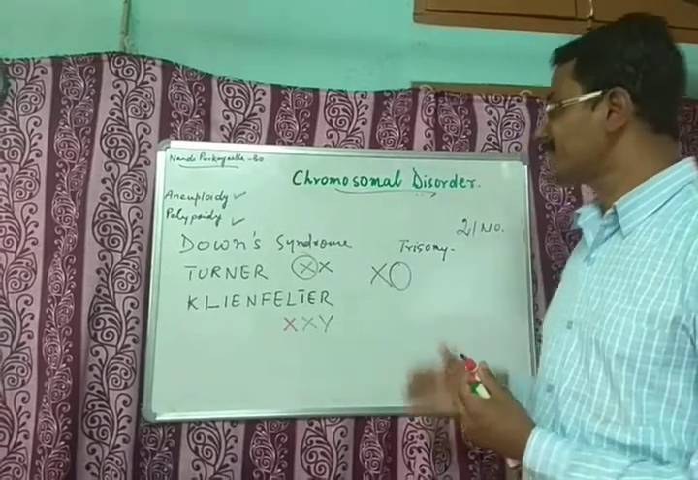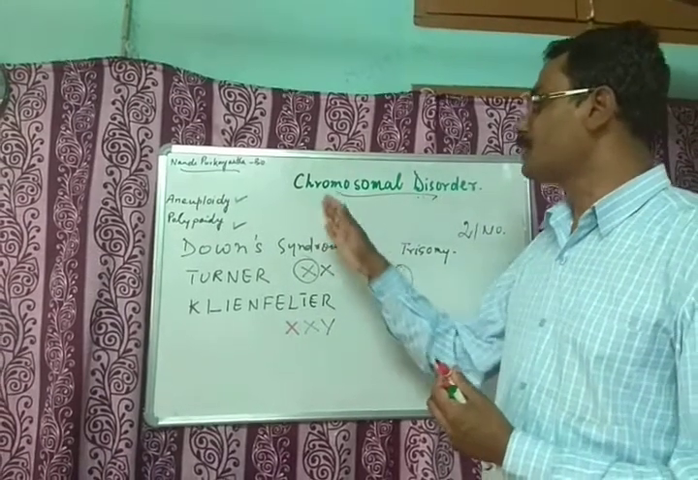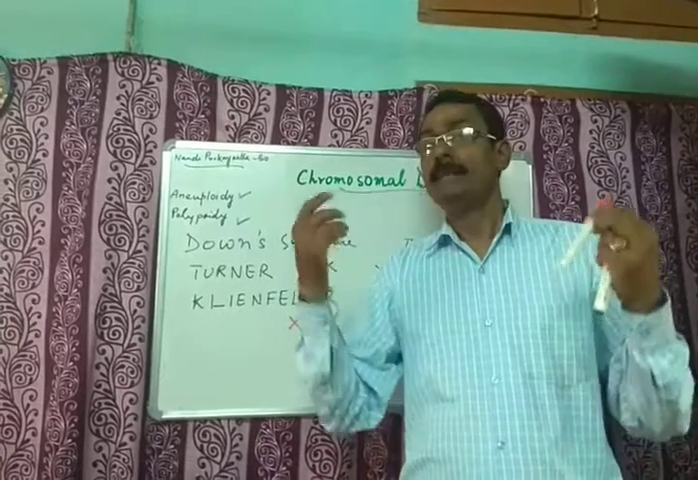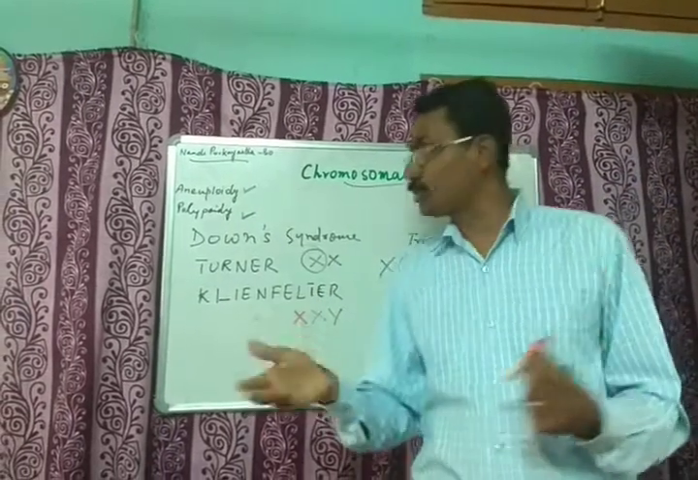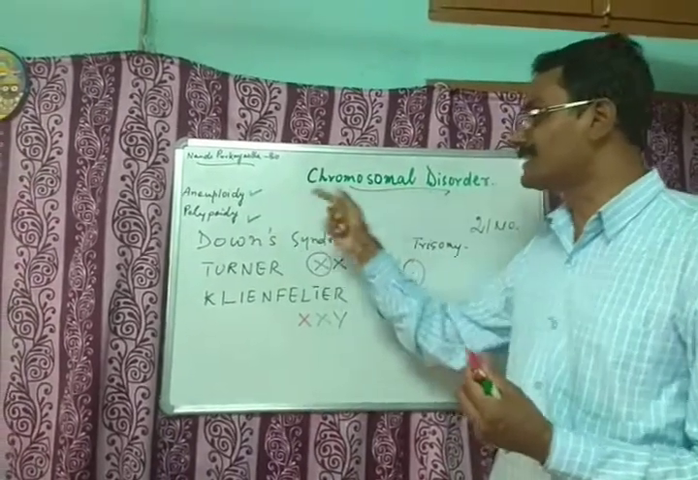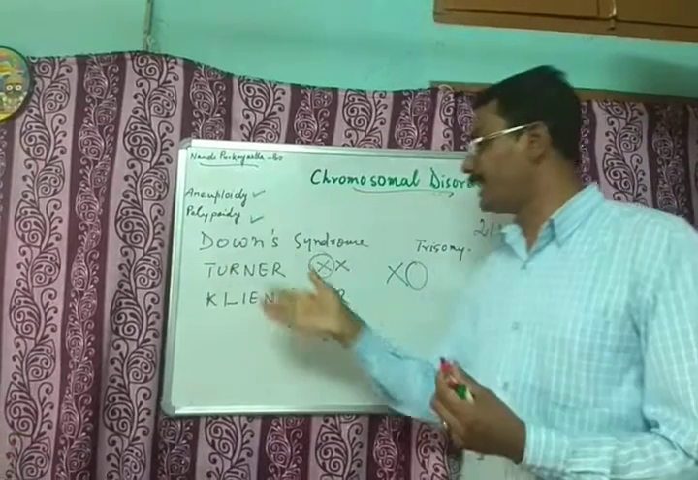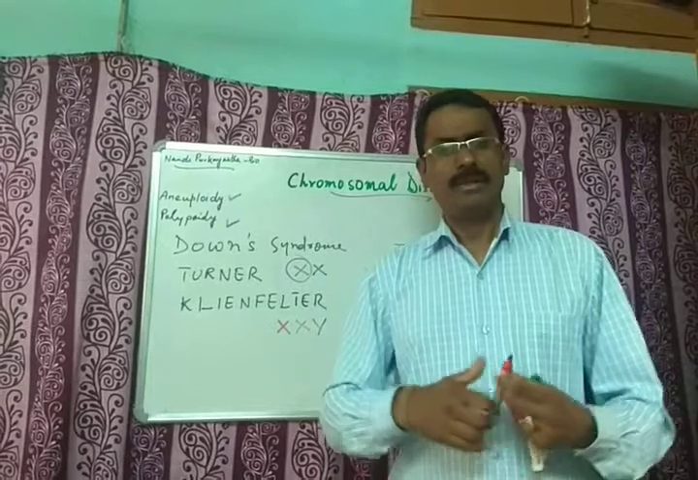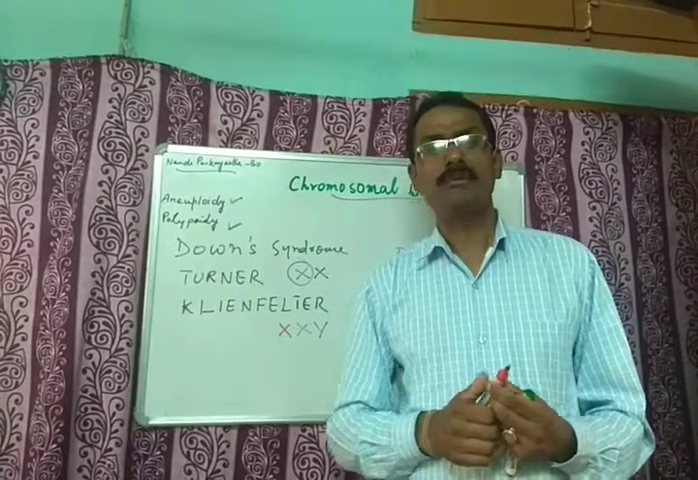So students, we have discussed the human chromosomes, the number of chromosomes we have, sex chromosomes, then the disorders, aneuploidy, polyploidy, and different types of syndromes. So, this is all from the disorder part.